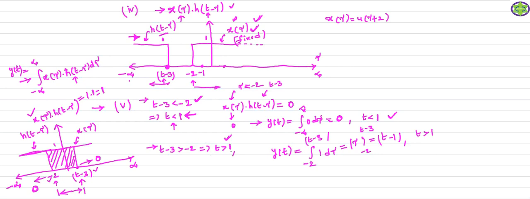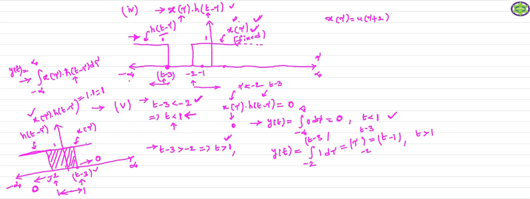Whenever t is greater than 1, your h of t minus tau signal is going to overlap on this x of tau. This is the overlap. If I consider t equal to 2, this signal is only defined up to minus 1. This is the movement of your signal h of t minus tau, defined only up to the instant t minus 3 for t greater than 1.